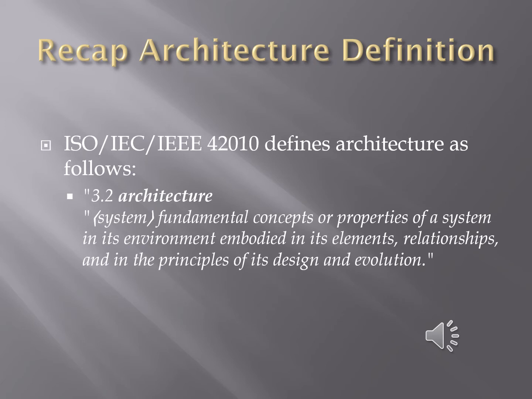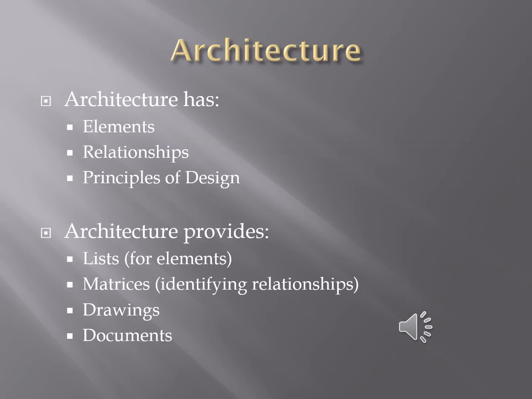Let's look again briefly at that architecture definition. We said that an architecture was the fundamental concepts or properties of a system in its environment as it's embodied in its elements, relationships, and the principles of its design and evolution. Hold on to that thought a moment. Again, that's elements, relationships, and principles of design. An architecture usually provides artifacts that include lists, which are lists of elements, could be lists of principles, matrices identifying relationships between those elements, drawings and documents, which may clarify elements and relationships.